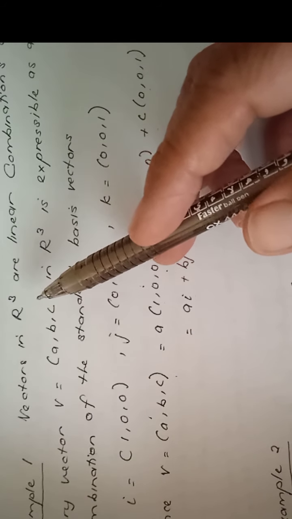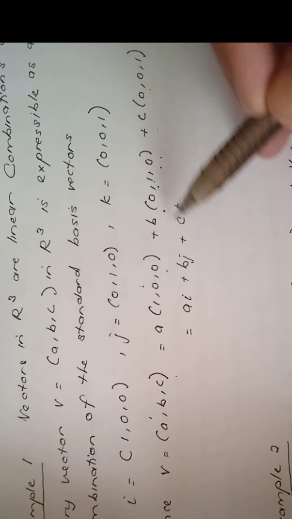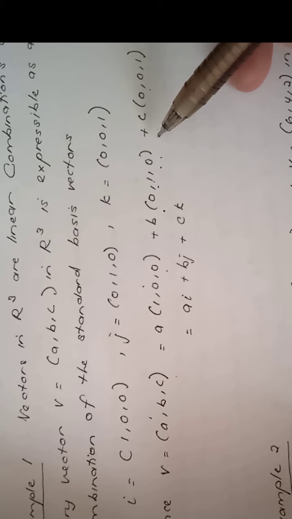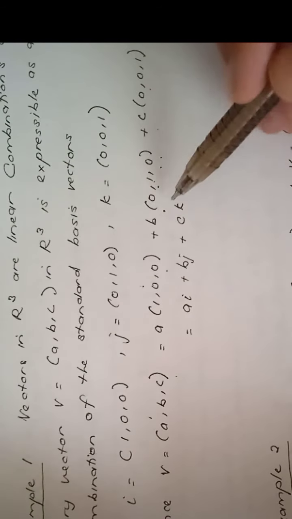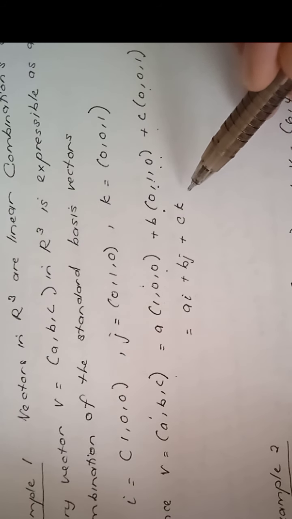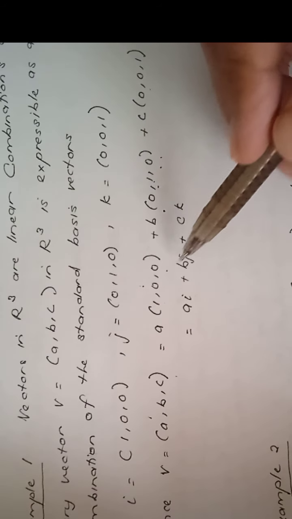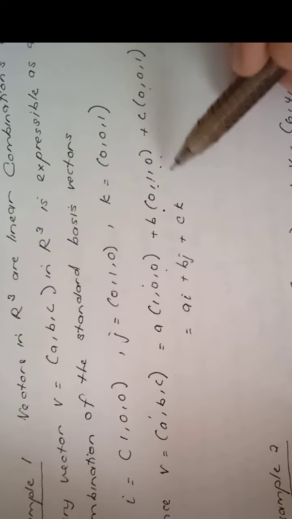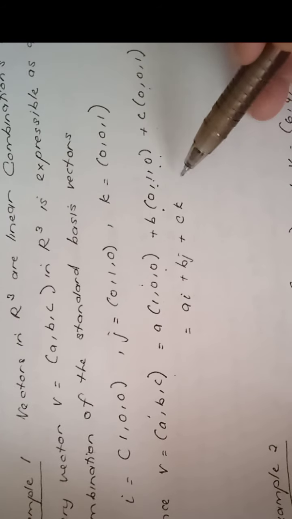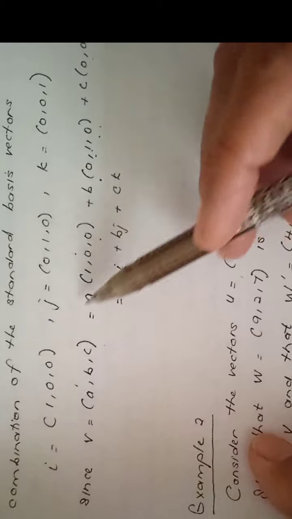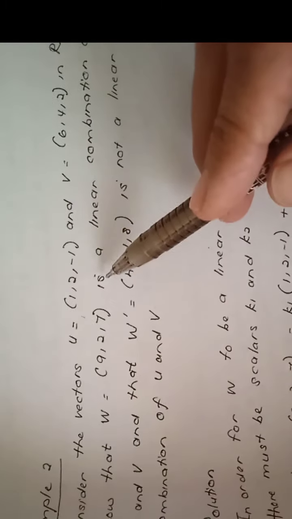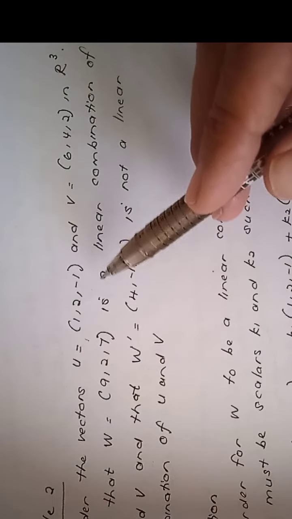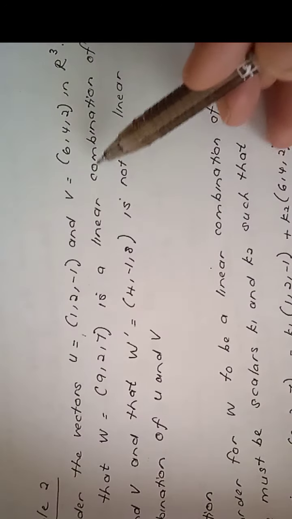Alright, so it means that any vector in R3 can be written as a linear combination of the standard unit vectors i, j, and k in R3. Okay, another example. Consider vector u given by (1, 2, -1) and v given by (4, 6, 4).